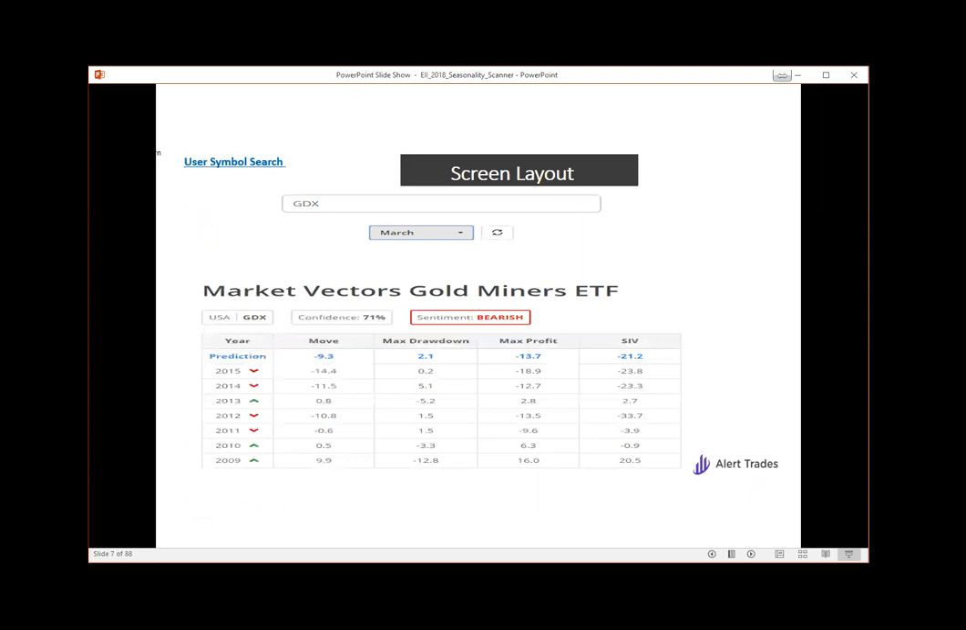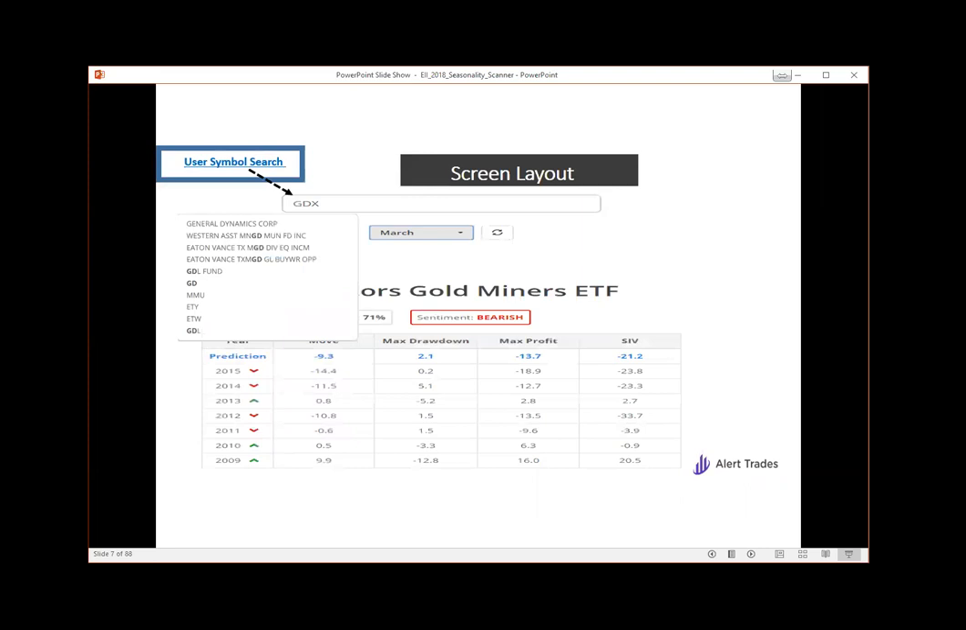The very first thing you have is this little box right there. You click on that little box and you put the symbol in. You could put a symbol in, you could put the description in, you could put some wildcard numbers in there. And what it'll do is automatically find everything in our database, searching the symbol and description for what you typed in there. The second thing you would choose is the month.